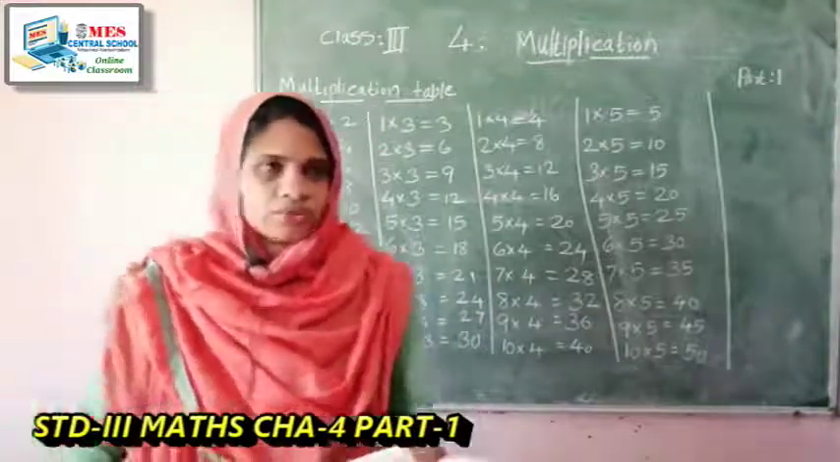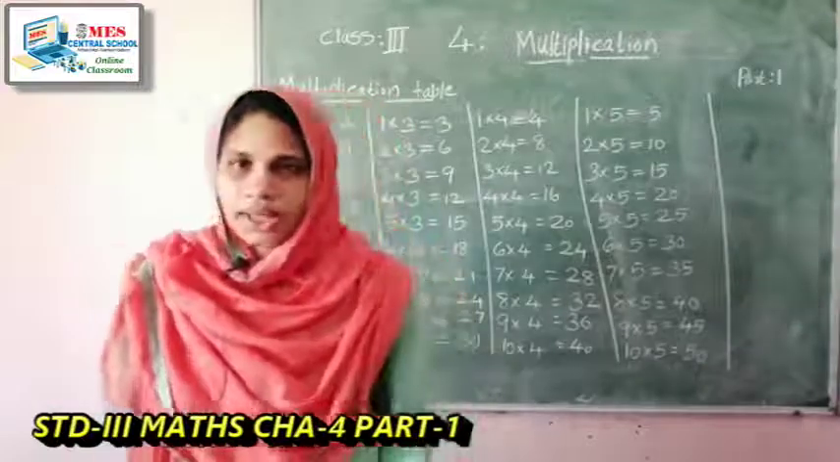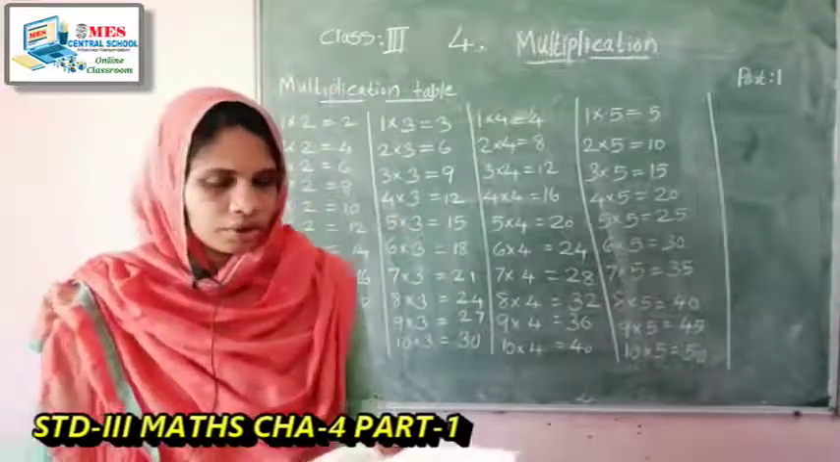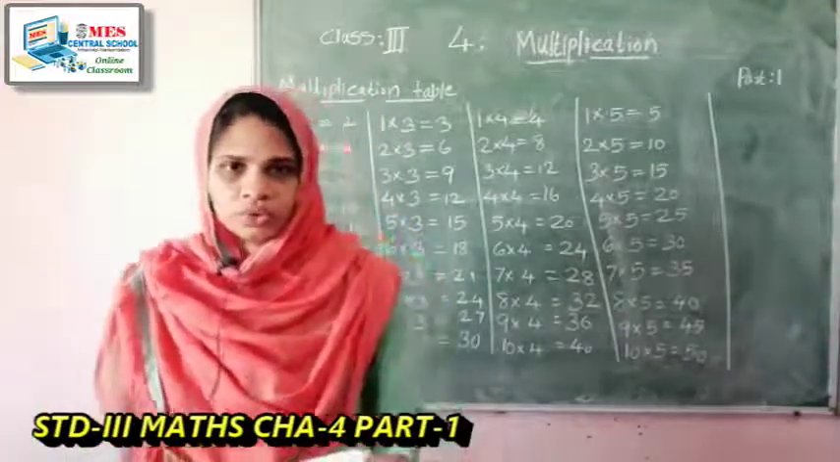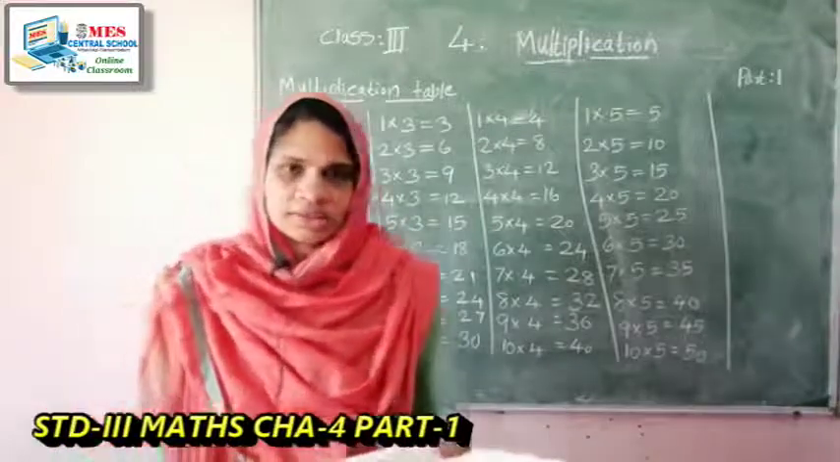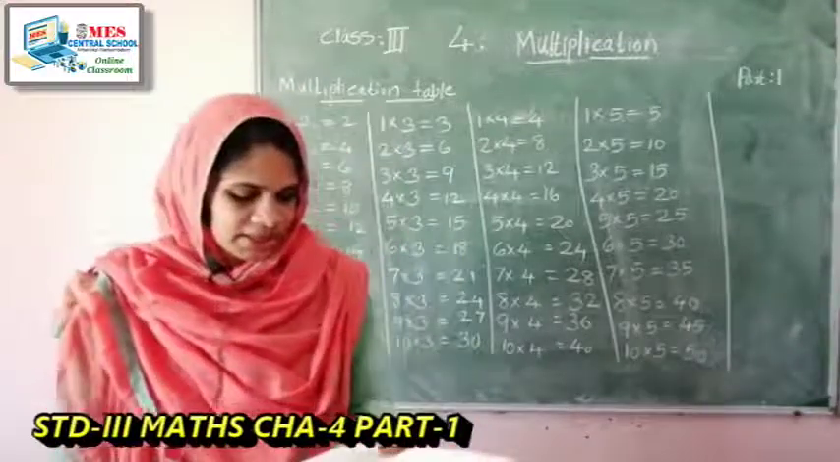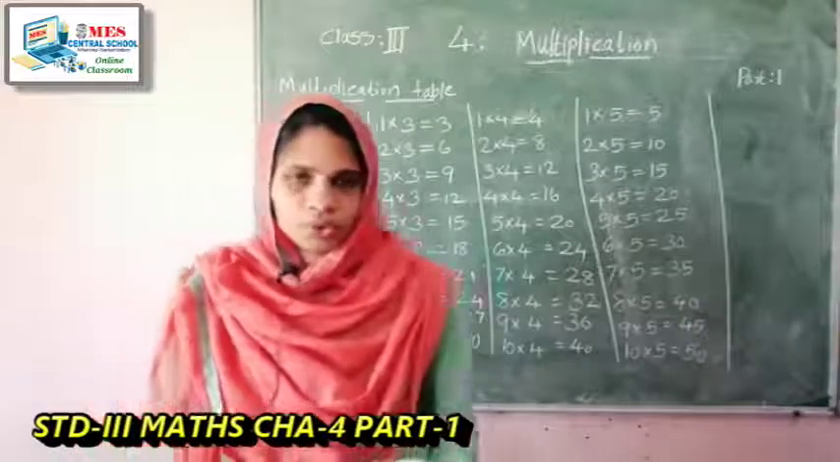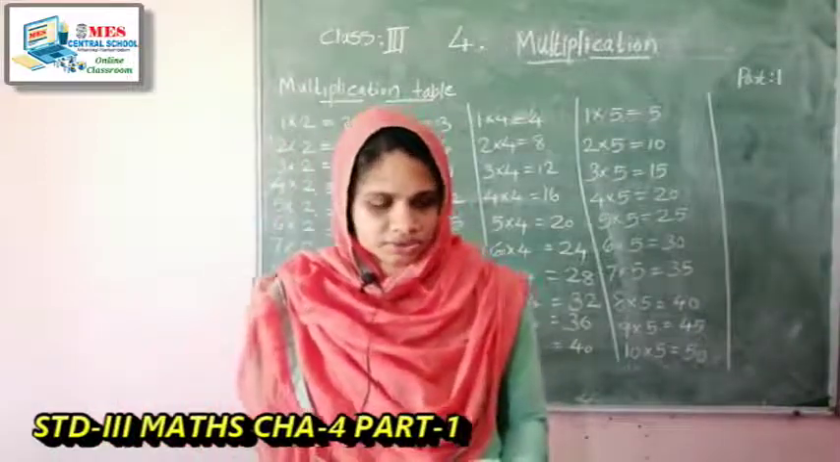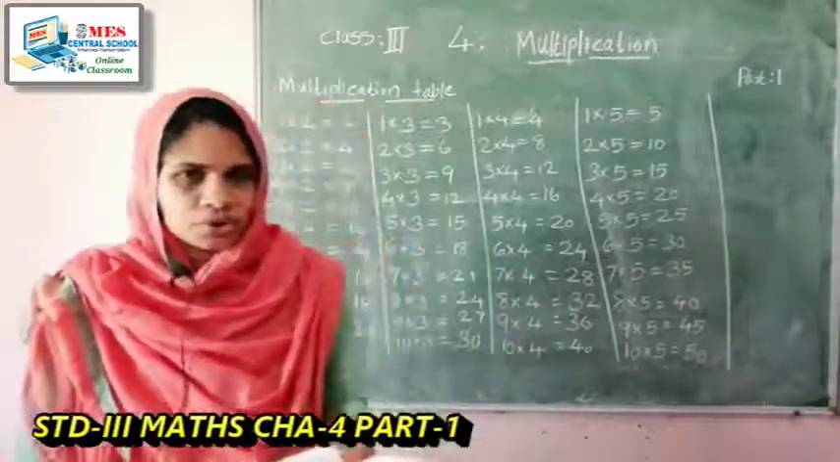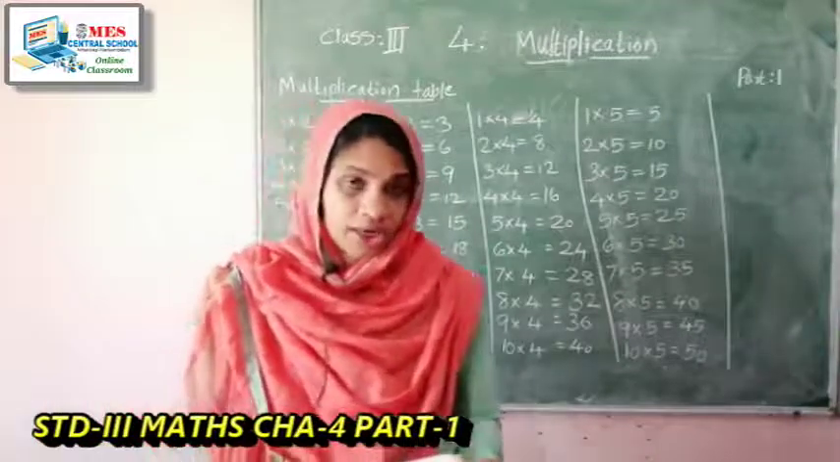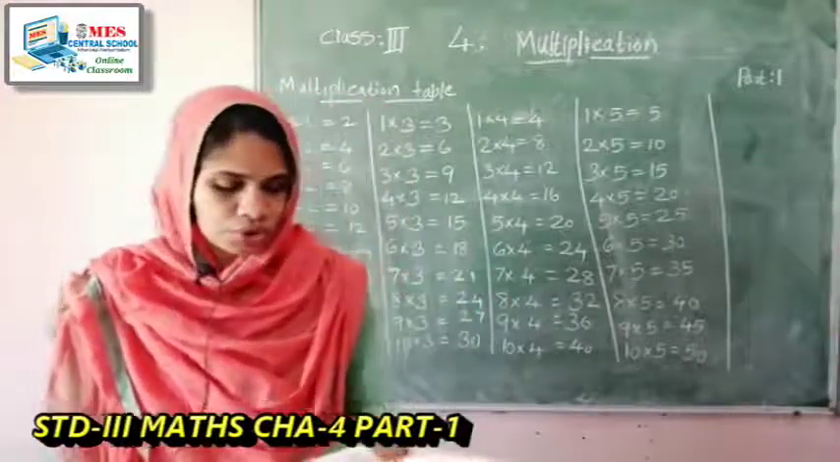Next, third question. 4 into 3 is equal to dash into 4. That is 3 into 4. 9 into dash is equal to 2 into dash. 9 into 2 is equal to 2 into 9.